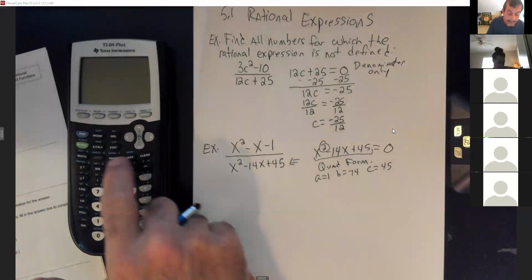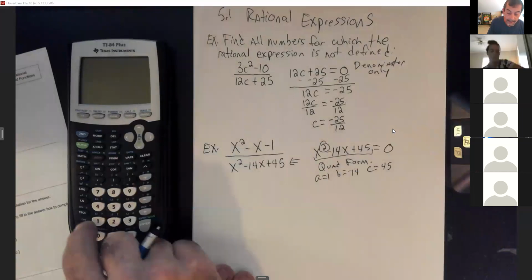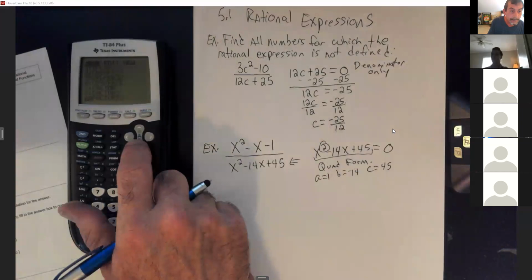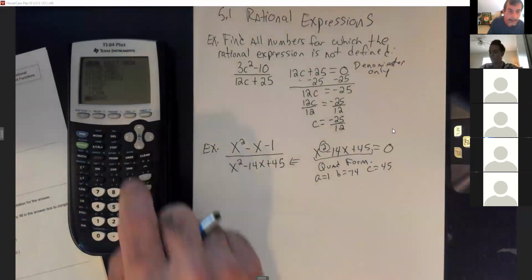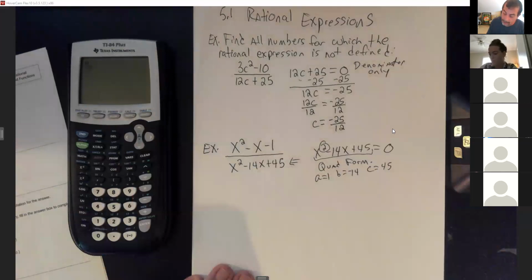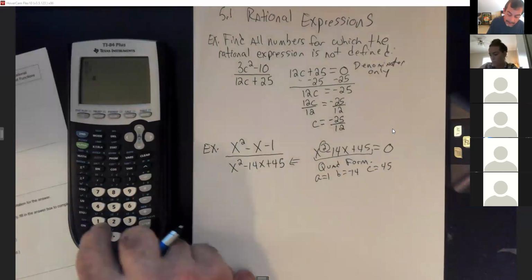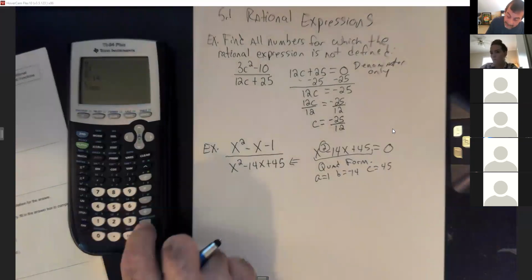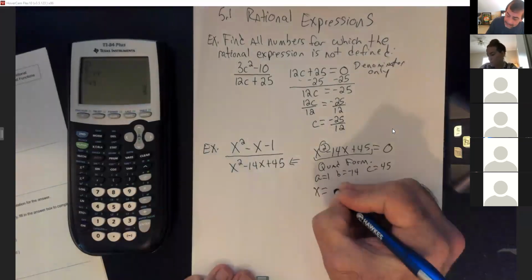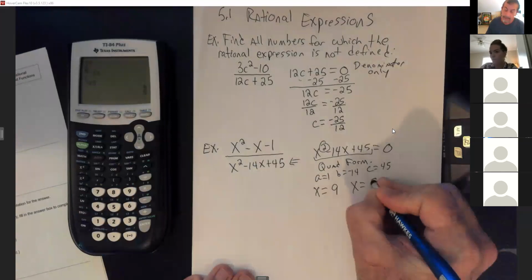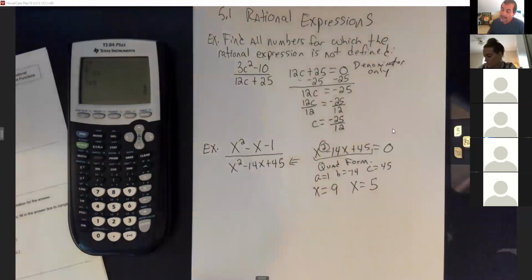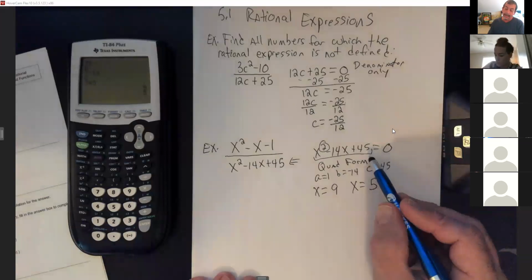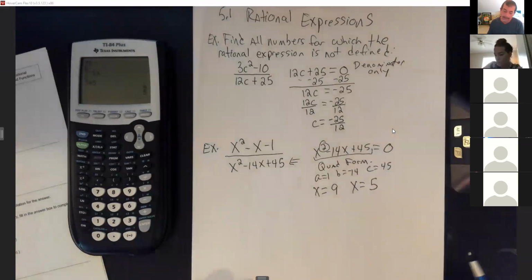So let me go to my program, go to my quad, hit enter, and enter again. So I had a 1, negative 14, and a 45. So that gave me what? X equals 9, and x equals 5. Now, if you wanted to, you could have factored that and then set all them equal to 0 and got them same answers, but either way.